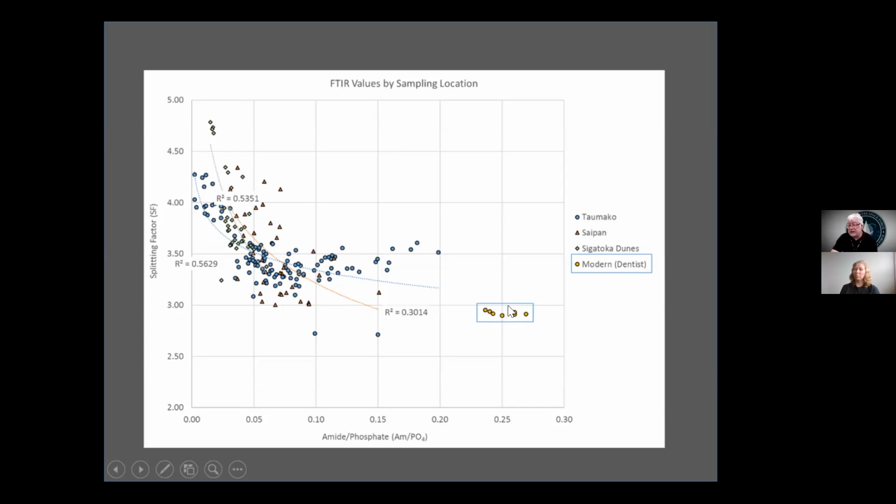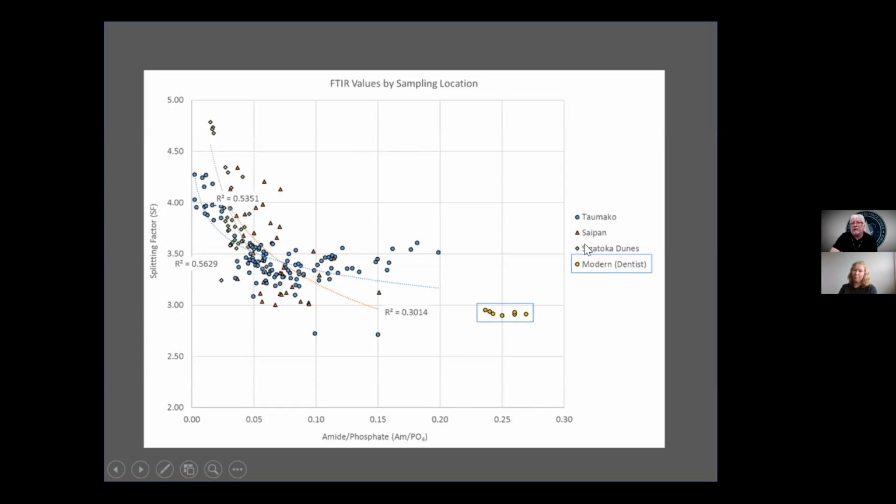These are teeth that the dentist extracted from somebody's mouth, either because it was diseased or broken or something like that, and then they were given to us as experimental samples. And so this shows you the amount of collagen that's in them, and then this very low splitting factor, which is really a reorganization of the crystalline matrix of the tooth. Both of these things can tell us something about the preservation and maybe time as well.